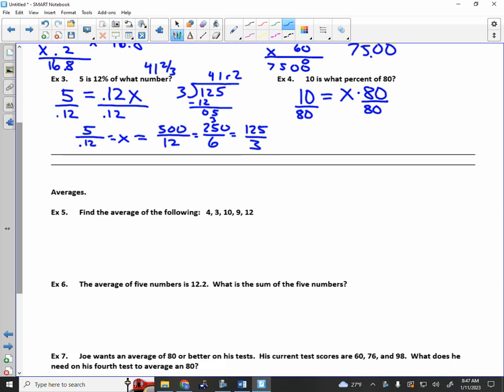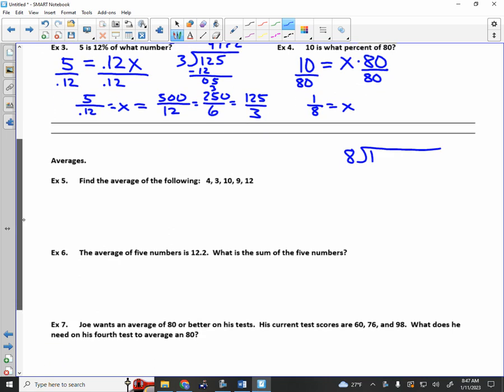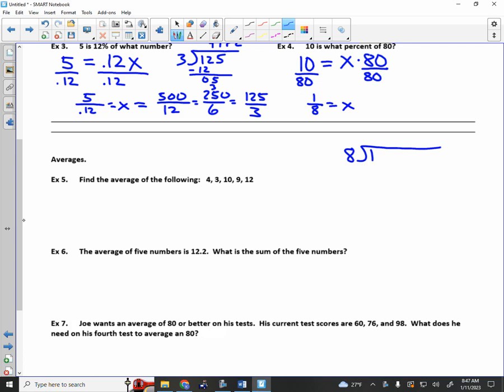And I get 10 over 80 is 1/8 is equal to x. Is 1/8 a percent? It's not a percent at all, is it? So to be able to put it into a percent, you would have to be able to divide. We're going to take 8 and divide it into 1. 8 divides into 1 0 times. So I add a 0, and I have to make sure I put my decimal point there.